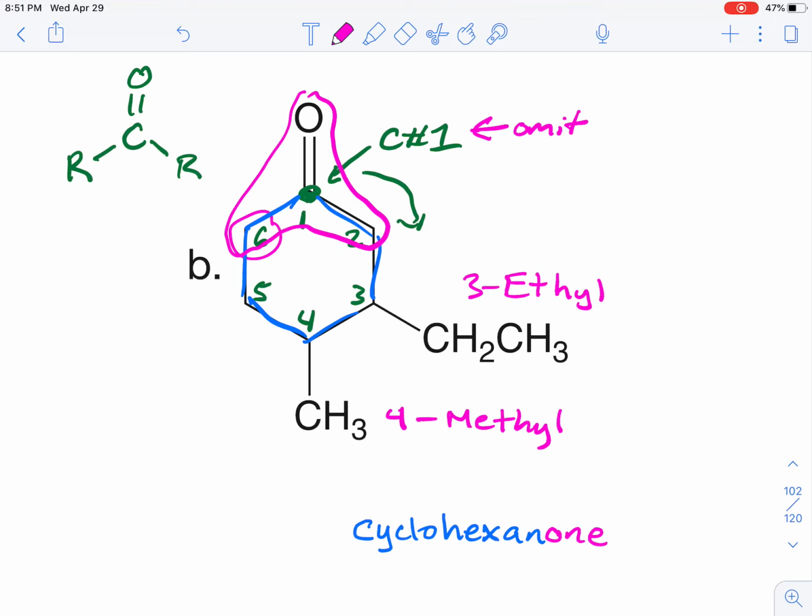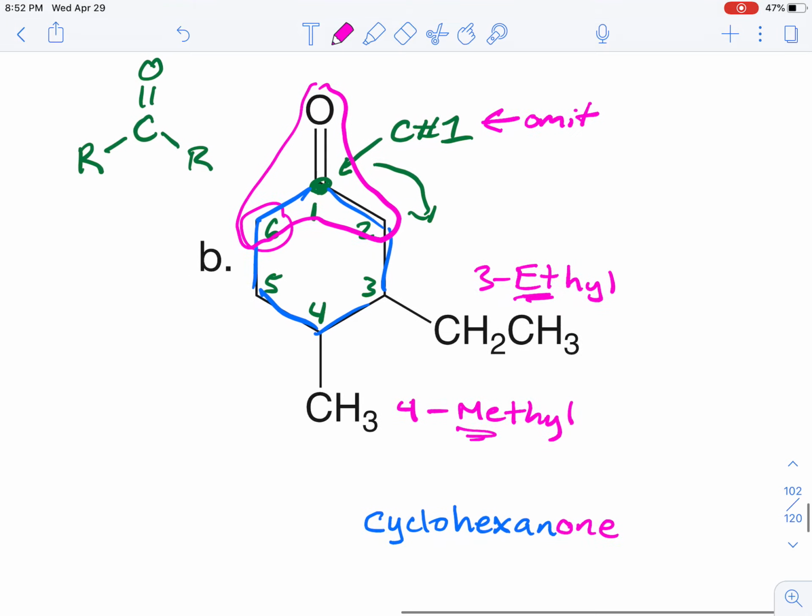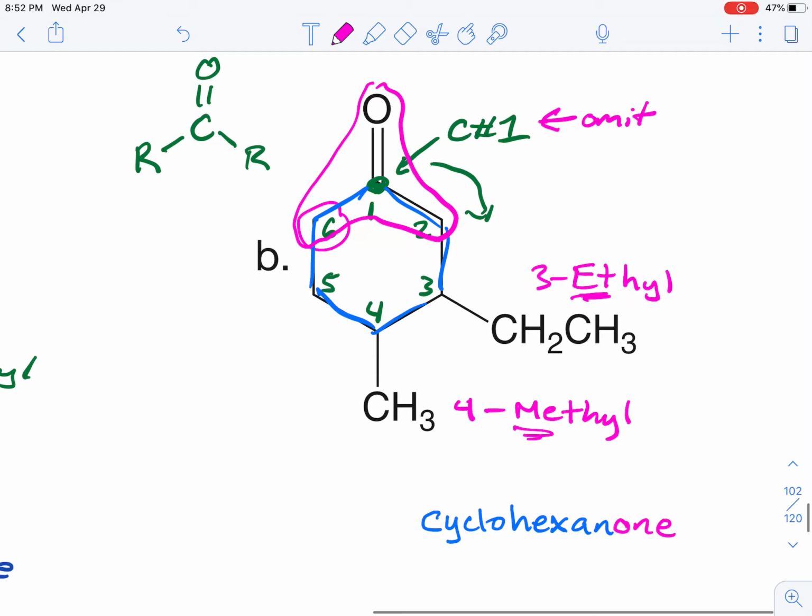All right, so now that we have the pieces, we're going to go ahead and just put it together. It looks like I have two different substituents, so I need to list it alphabetically. And so it looks like E comes before M, so I have 3-ethyl. And here I have 4-methyl. And since I'm going from a letter to a number, I need to put a dash.